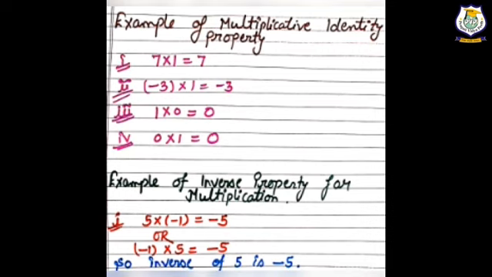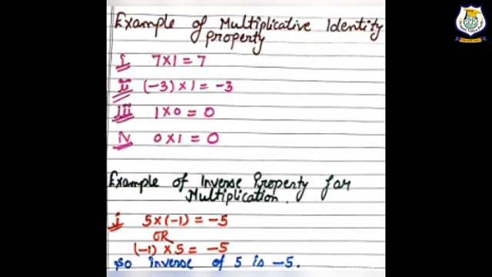First example is 7 into 1, which is equal to 7. Second, minus 3 into 1 is equal to minus 3. Here you can see in both the examples, if we multiply any integer by 1, the product is the same integer, and if we multiply 0 by 1, the answer remains the same, it will be 0.